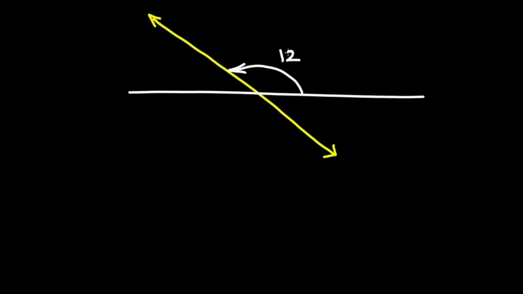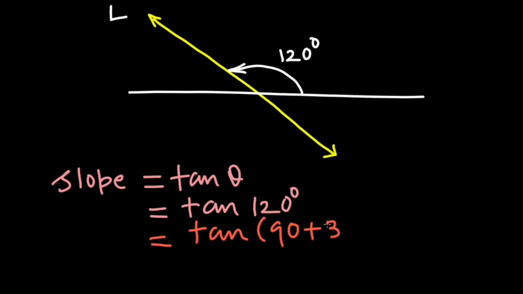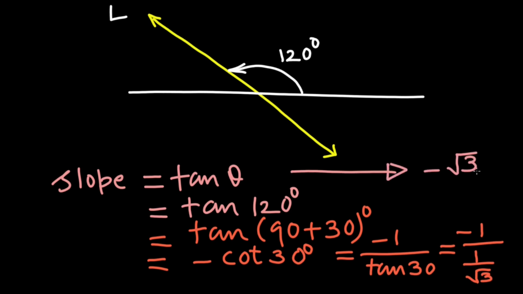Find the slope of the line whose inclination is 120 degrees. We know that slope is given as tan theta, which will be tan of 120 degrees. We write this as tan of 90 plus 30, which will be minus cot 30 degrees. It will be minus 1 by tan 30 degrees. Tan 30 is 1 by root 3. Therefore, the slope will be minus root 3.